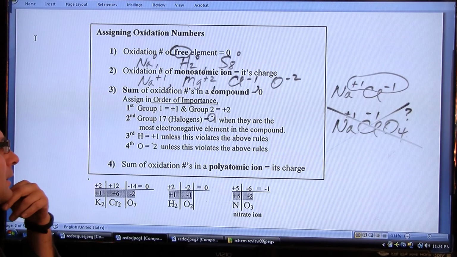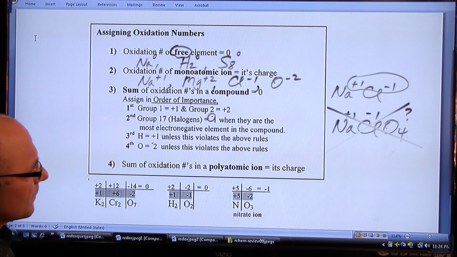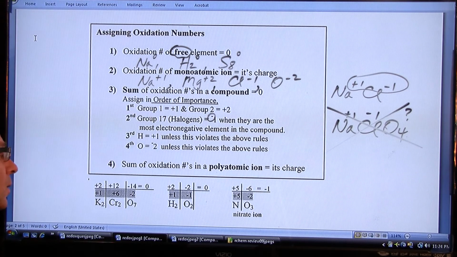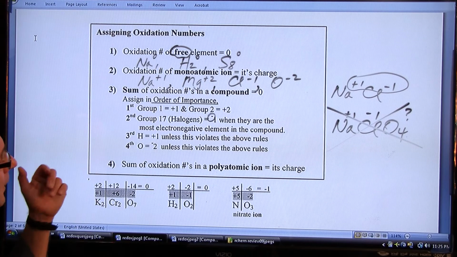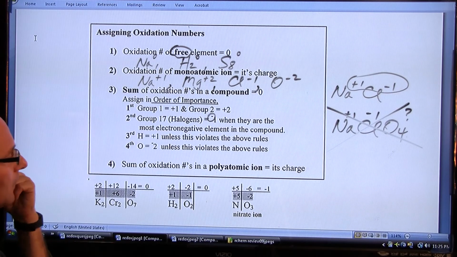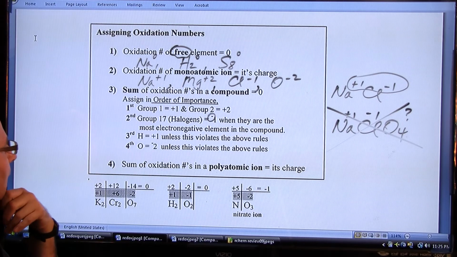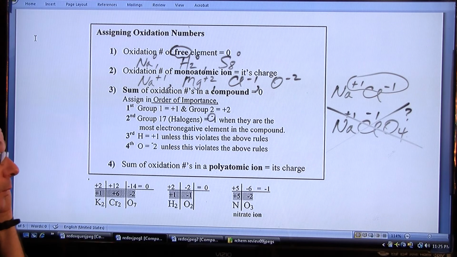In most cases, I should say, the halogens will be the most electronegative, because the halogens, if you recall from the periodic table, are the most active nonmetals. All right. And third, hydrogen would be a plus 1 unless this violates the above rules, and I'll explain what that means in a second. And oxygen would be a negative 2 unless this violates one of the above rules.